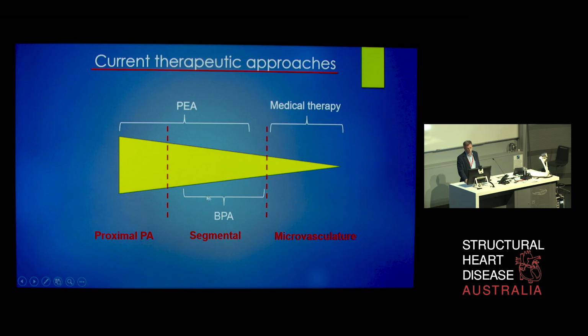Now, we should not view this as competitive. This is complementary. I think there's a real synergy now between pulmonary endarterectomy and BPA. The interventional radiologists can deal with distal lesions that we can't get to, and patients that have residual disease after a pulmonary endarterectomy can be dealt with, and patients that are not suitable for pulmonary endarterectomy can be dealt with BPA.